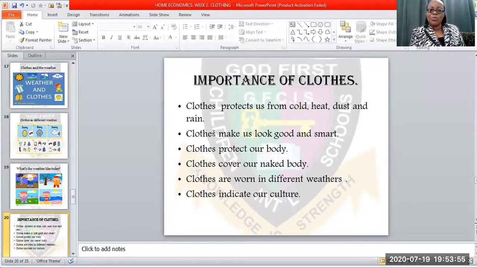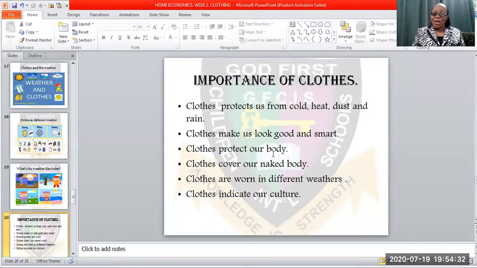Number two, clothes make us look good and smart. We look beautiful when we are well dressed up. We look nice when we are wearing clothes. Everybody looks colorful and nice when they are dressed up and smart. Let's not forget the word smart. People look good and smart when they wear clothes nicely. When the clothes sit nicely on them, they really truly look good. Are we together? Beautiful.